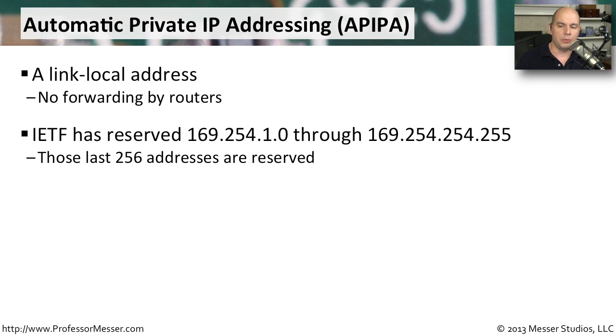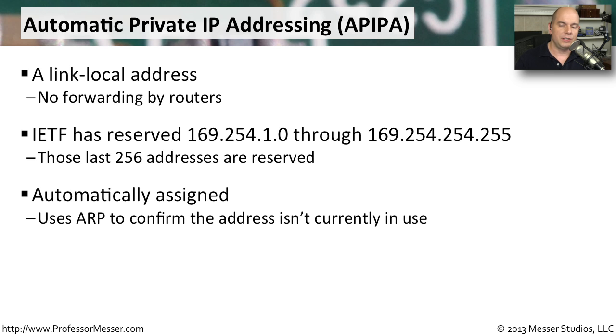These IP addresses are reserved. It's 169.254.1.0 through 169.254.254.255. You'll notice that there are some addresses that are reserved there on the end, and that's for future use. These addresses are automatically assigned. You don't even have to think about it. In fact, your machine will send some ARPs out on your local network to determine if another device already has that APIPA address, and if it doesn't, you now have one assigned. If it does find a duplicate, it will choose a different APIPA address, and it will assign that one to your local workstation.